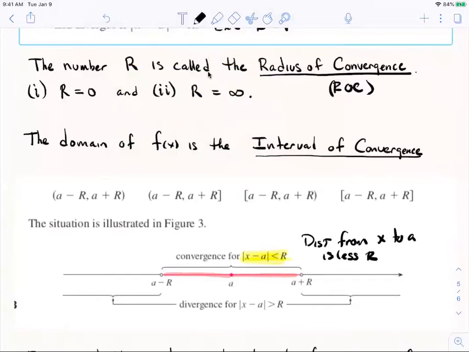Because if you think about it like that, then the picture is kind of obvious. You start at a and you can go r units to the right. If you go r units to the right, you would be at a plus r. You could also go r units to the left. You're at a minus r. You're guaranteed to converge in that interval. The ratio test guarantees it. In fact, it converges absolutely.